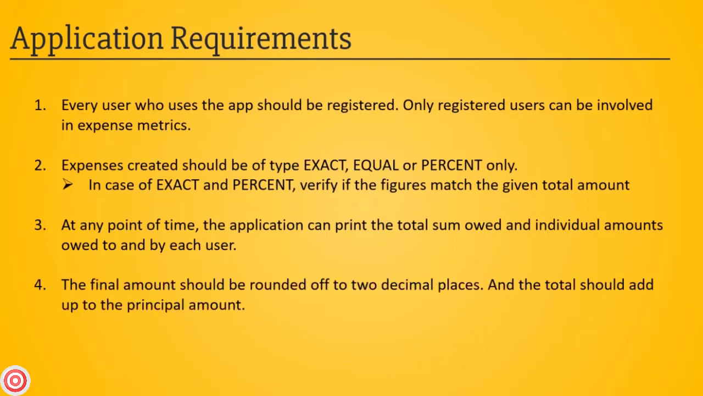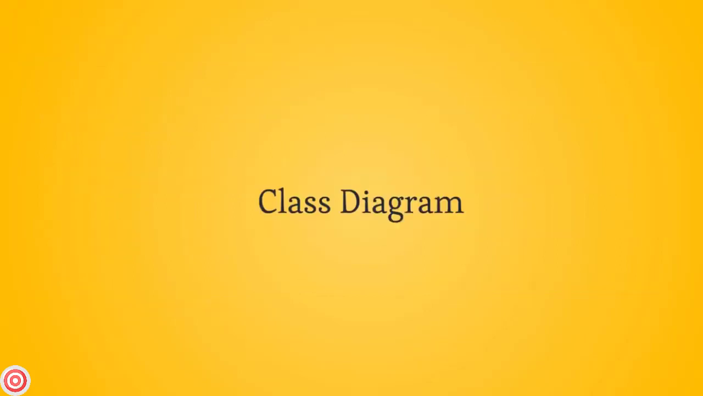The final amount should be rounded off to 2 decimal places and the total should add up to the principal amount. Say we are dividing the amount 100 among 3 users. 2 of them should get 33.33 each and one of them 33.34. That way all adds up to 100 and there is a marginal or negligible difference in the amounts shared. Next, let's see how the class diagram would span out for such a system.